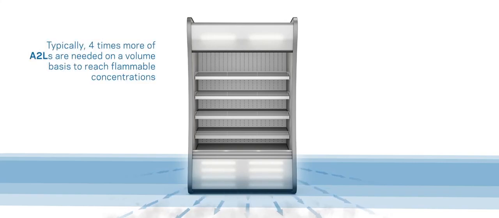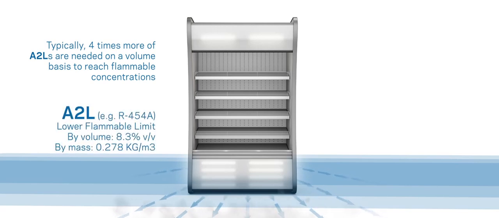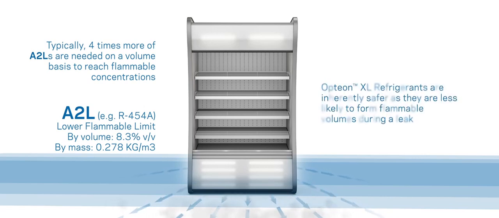You typically need 4 times more A2Ls to reach flammable concentrations as compared to A3s such as propane. Hence, A2Ls are inherently safer as you're less likely to form flammable concentrations. This means much higher quantities of low GWP A2L refrigerants are necessary just to be flammable, which means there are a number of leak scenarios for these A2Ls that would not even result in any consequential flammable volumes.